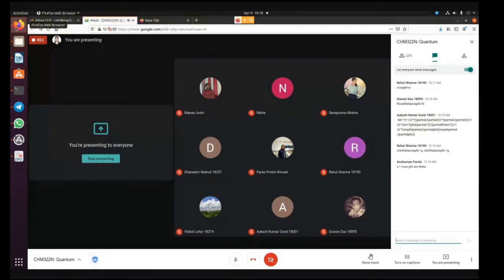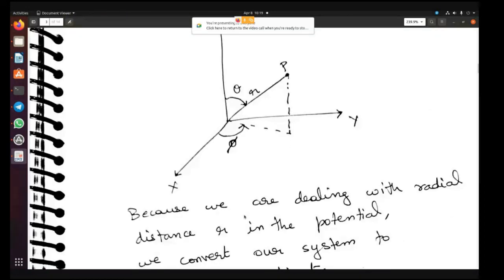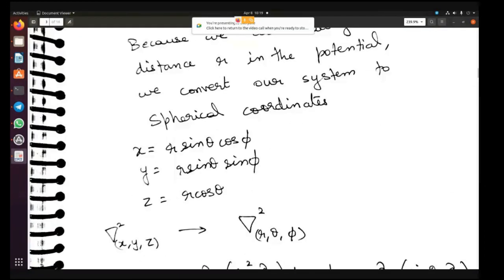Yeah, Rahul is correct. I think you had a typo here. So r sine theta cos phi is x and r sine theta sine phi is y. Anshuman, you are also right. Okay, I'll just show you now. I just wanted you to recall how it looks. So x is r sine theta cos phi, y is r sine theta sine phi, and z is r cos theta.